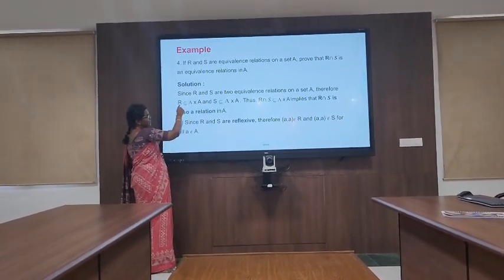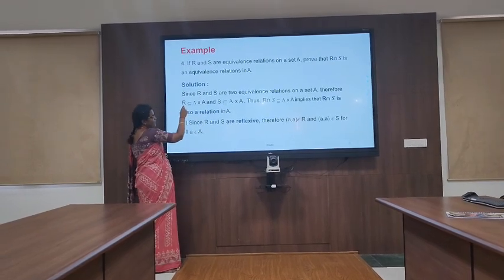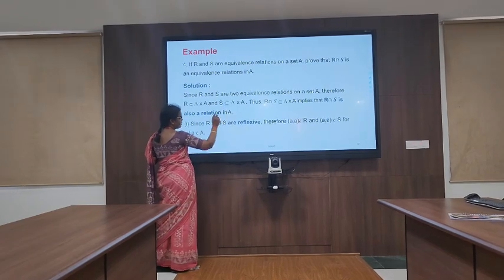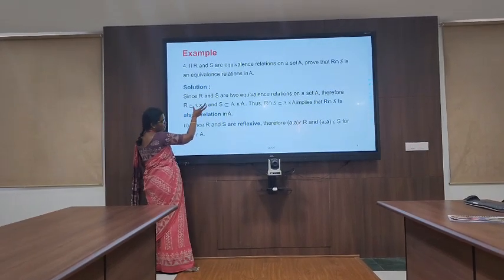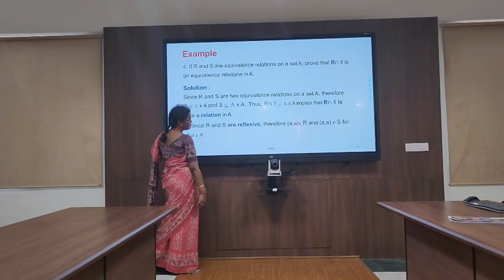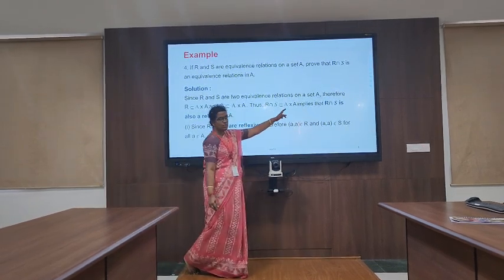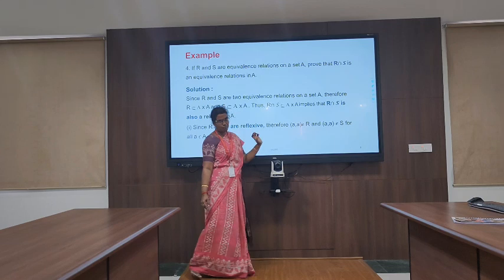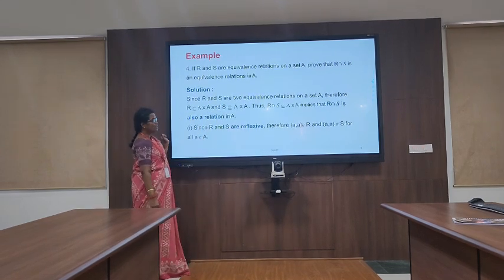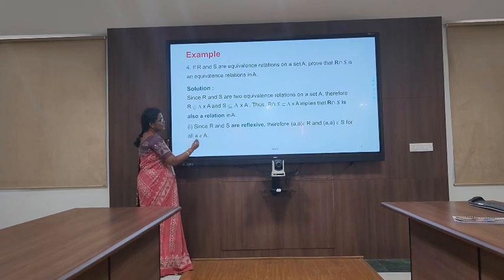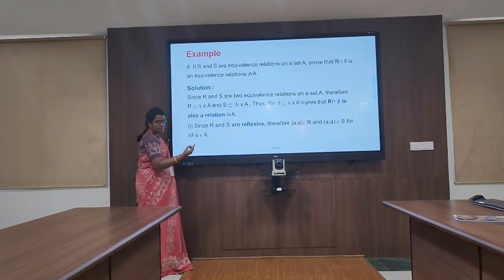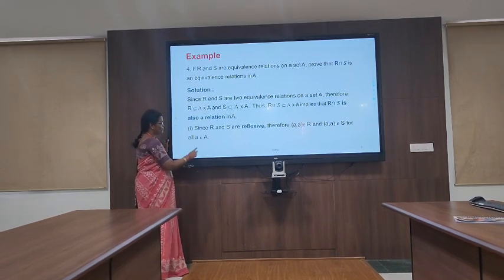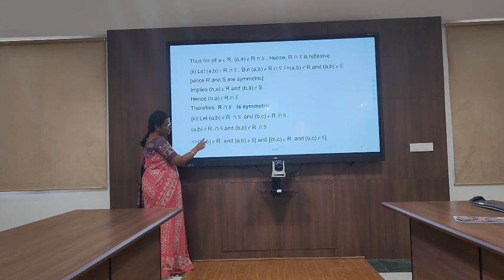So given R is equivalent, S is equivalent. So R is a subset of the Cartesian product A cross A, S is a subset of A cross A. So as R is a subset of the Cartesian product and S is a subset of the Cartesian product, sure, the intersection is also a subset of the Cartesian product, showing this is basically a relation on A. Now let's try to prove this is an equivalent relation. Equivalence relation in the sense I am supposed to prove the first reflexive, the second symmetric and the third transitive. So assume an element belongs to A.